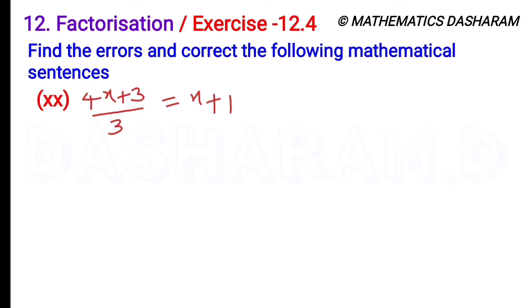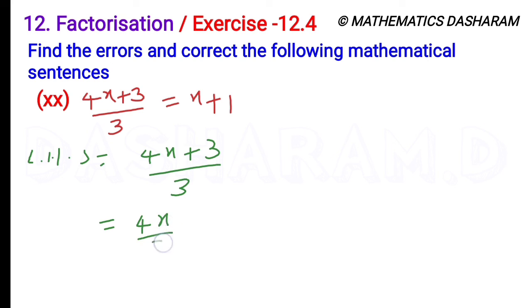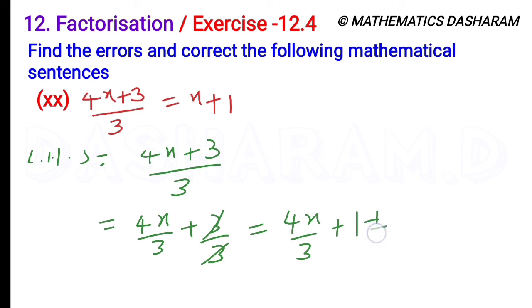So the last problem in this chapter: 4x plus 3 divided by 3 equals x plus 1. So the LHS is 4x plus 3 divided by 3. So split into two fractions, 4x by 3 plus 3 by 3. Here 3 cancels, so it is equal to 4x by 3 plus 1. So it is not equal to RHS, that is x plus 1.